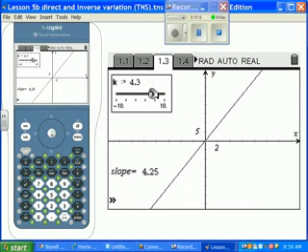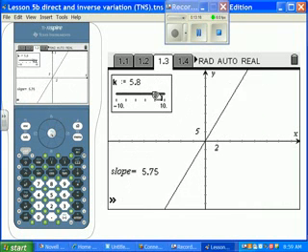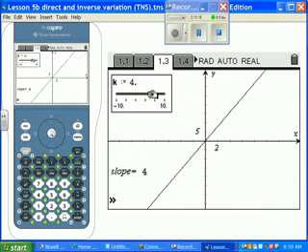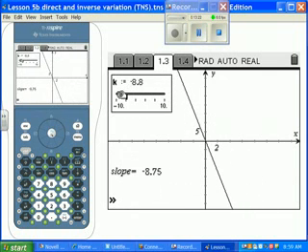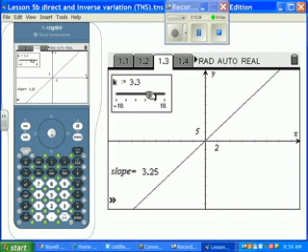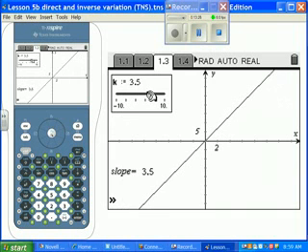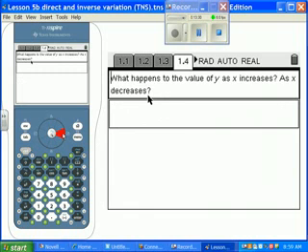Do we get that? Does everybody see how it's changing? We're going from a positive slope, and then when we get through that, we're going to the negatives, dealing with a negative slope. Are we okay? Alright, let's look at the next page.